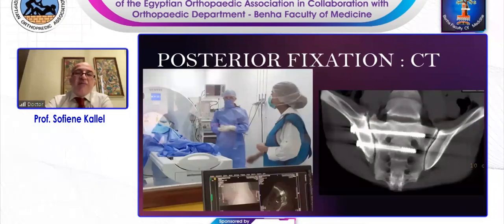Sometimes the patients are very, very obese and you cannot see anything on the C-arm on the lateral view, so it becomes very difficult. Otherwise, you can do the posterior fixation separately from the anterior approach, under CT scan. Here you see I'm doing posterior fixation of the pelvis in the CT scan room, and you have all the facilities to do surgery under CT scan. It's much easier under CT scan, and you get less radiation than with the C-arm. Next.